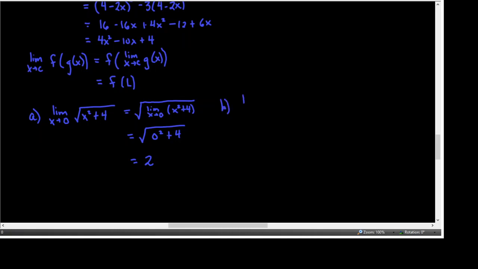B. The limit as x approaches 3 of the cube root of 2x squared minus 10. All right, so the outer function is cube root of, so I'm going to leave that to be done later and go inside and take the limit of the polynomial function that's under that radical.